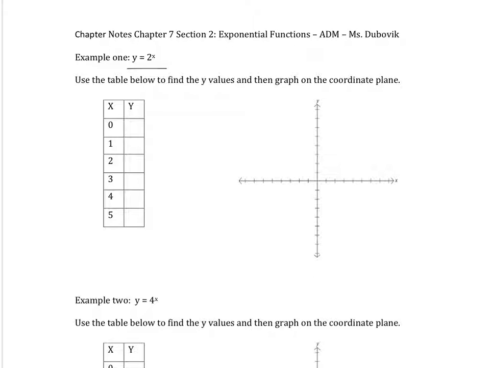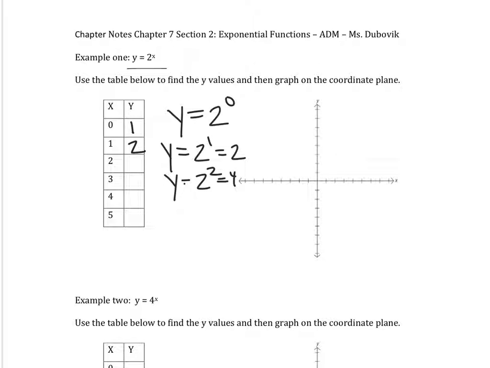So with this first one, what I'm going to do is walk you through each of these steps. So you've got y equals 2 to the x, and then we're going to plug in 0 for x. And if you remember back from when we were talking about exponents, 2 to the 0 power is always going to be 1. And then we just keep going down the list. 2 to the first power is 2. And then you've got 2 squared, which is 4.